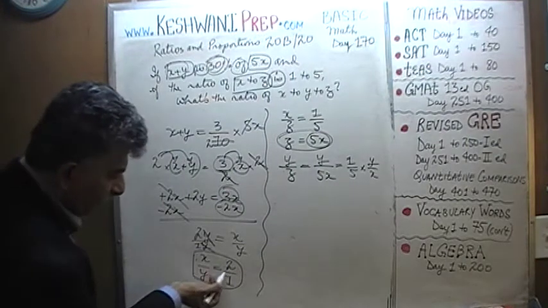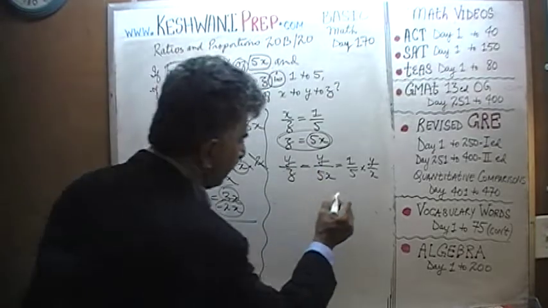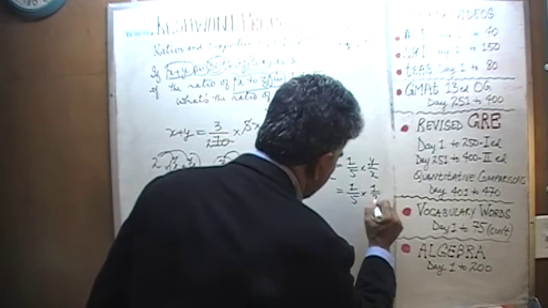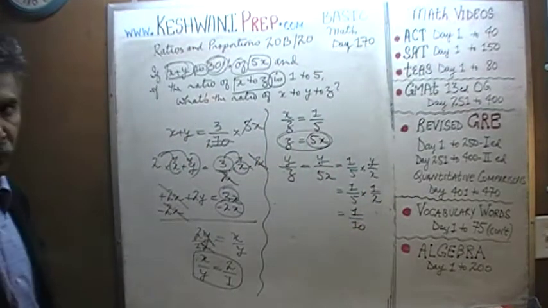Y over x is just 1 over 2. X over y is 2 over 1, so y over x is going to be 1 over 2. You can put that in here. It's simply 1/5 times 1 over 2, which is 1/10. There we go, we are done.